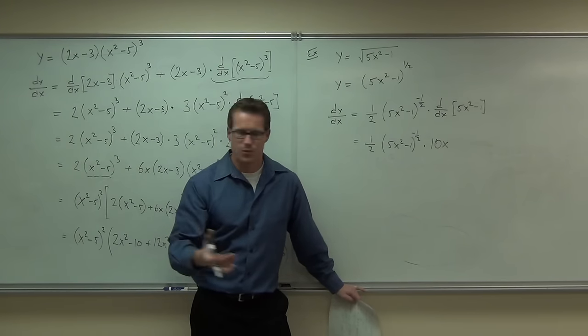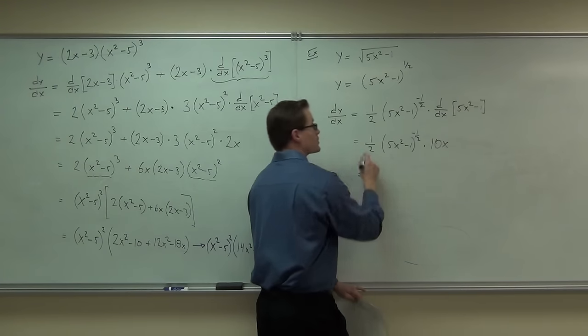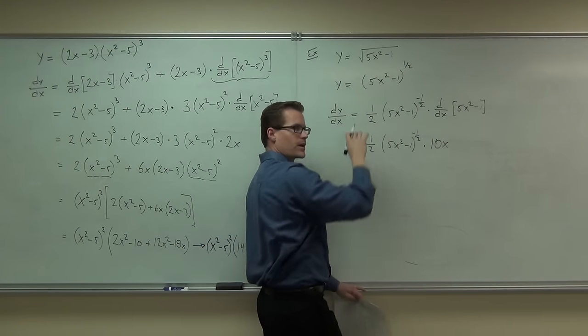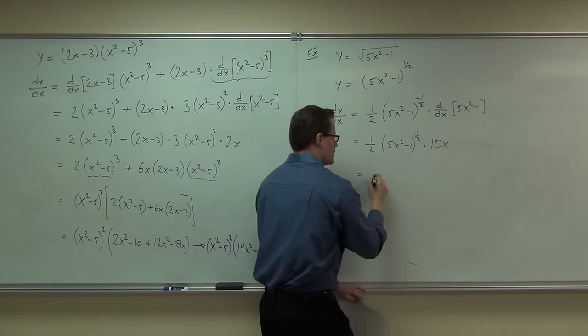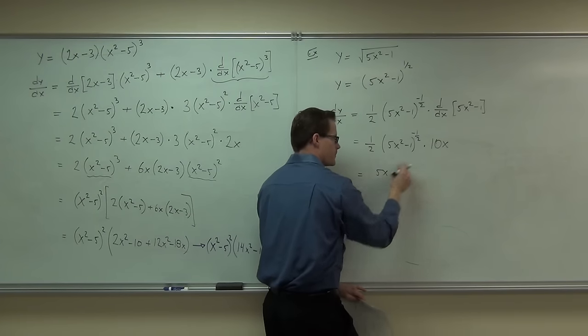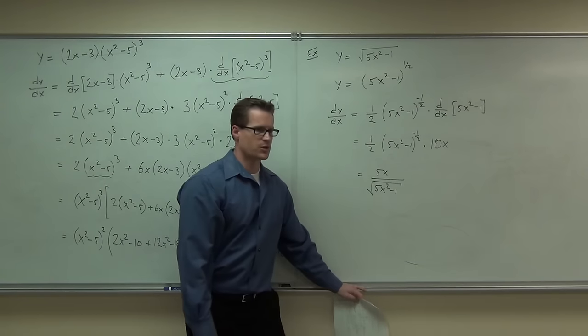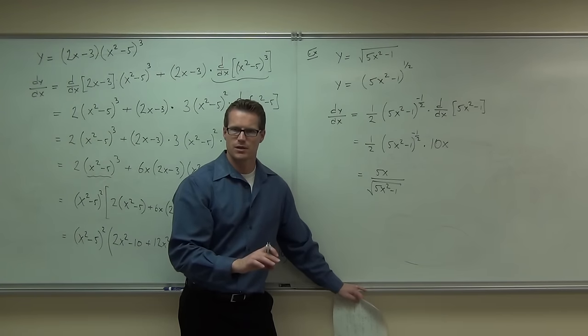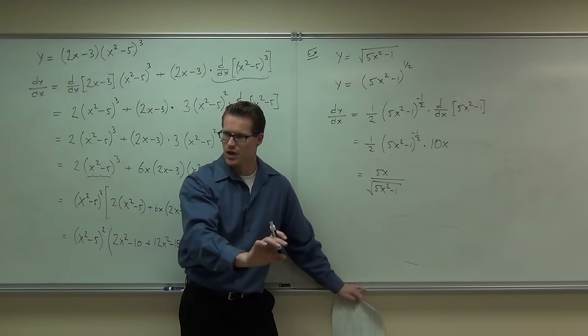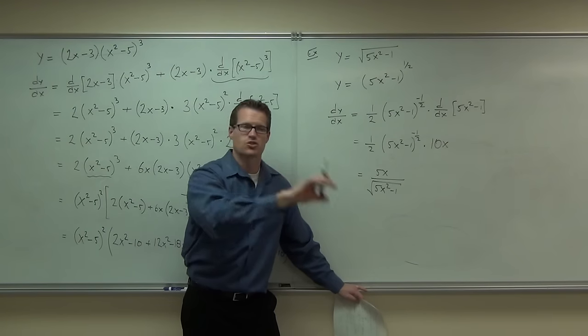How you can write that appropriately would be, since you started as a square root, you probably want to end with some sort of root. We want 5x on the numerator, and 5x squared minus 1 under a square root on the denominator. You see why it's on the denominator? It's that negative 1/2 that moves to the denominator. The 1/2 becomes positive, that's a square root.